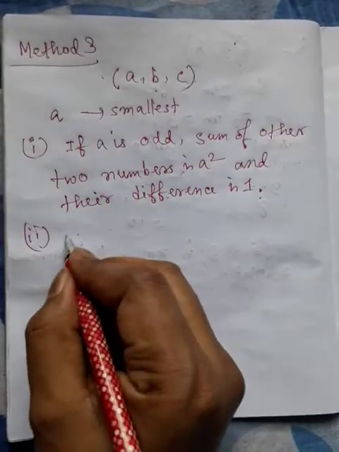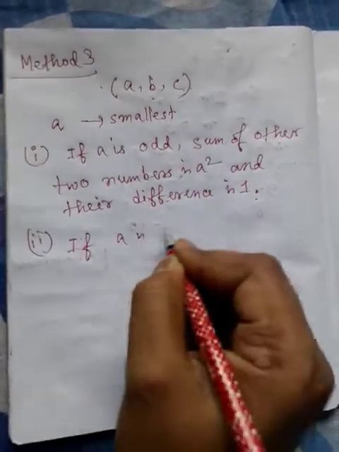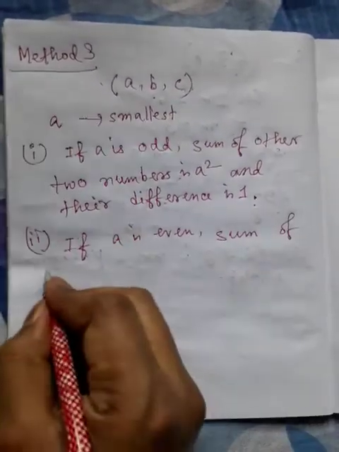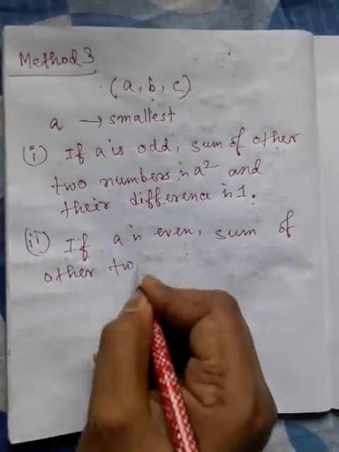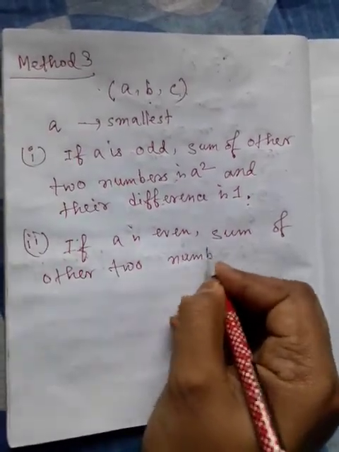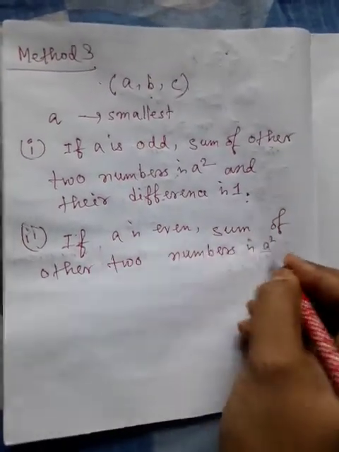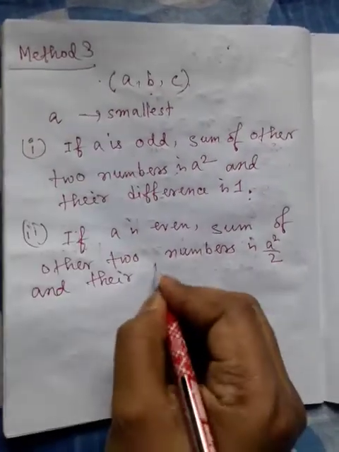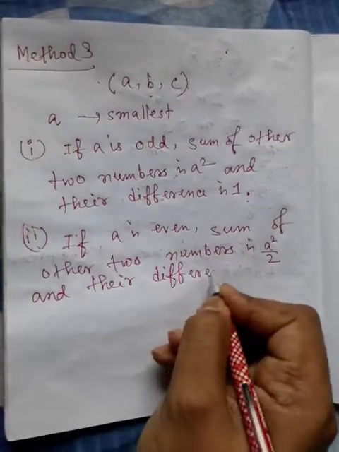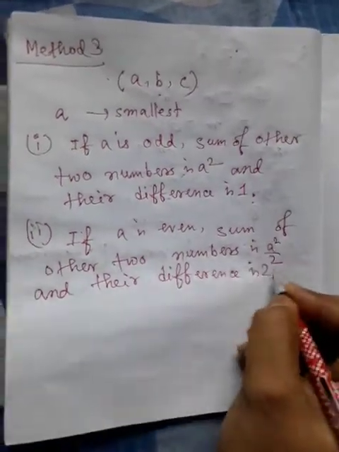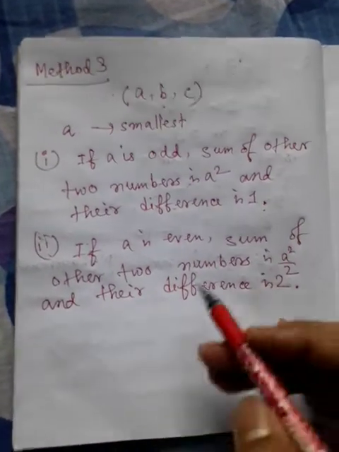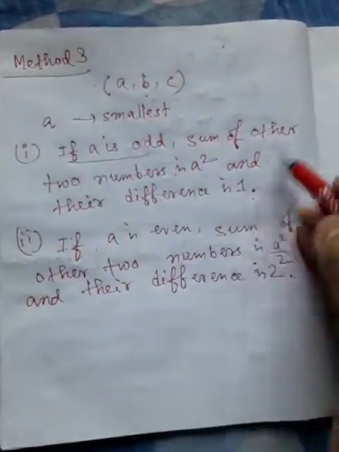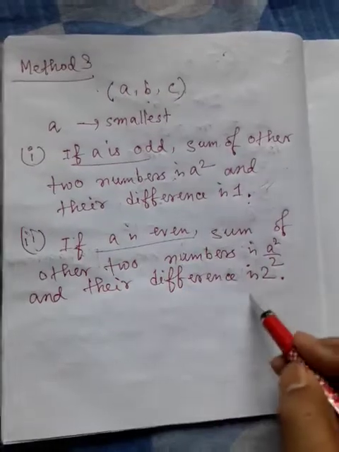And number 2, if A is even, then the sum of the other two numbers is A square by 2 and their difference is 2. Then we can say that ABC is a Pythagorean triplet. So we have to follow this. If A is odd, then these conditions. If A is even, then these conditions.